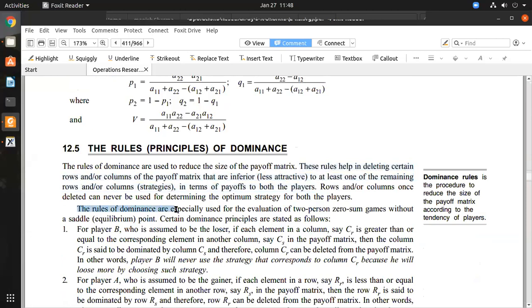Yes, sir. The rules of dominance are specially used for evaluation of a two-person zero-sum game without a saddle point equilibrium point. So if you remember, what is a saddle point? If the row minima and column maxima coincide at a point, then we call it a saddle point. Now if there is no saddle point, then this principle must be applied. So what is the first rule?